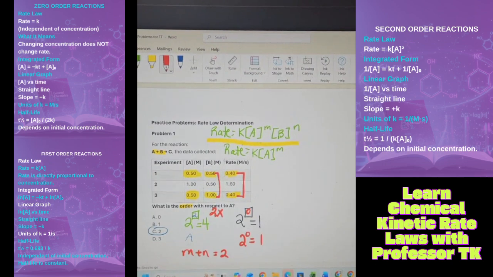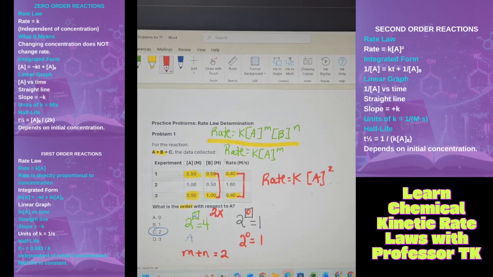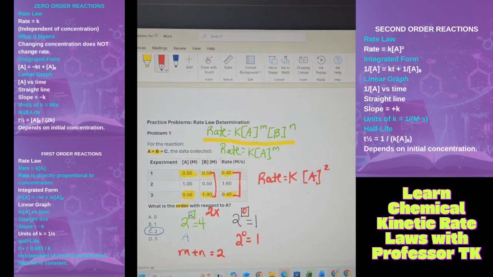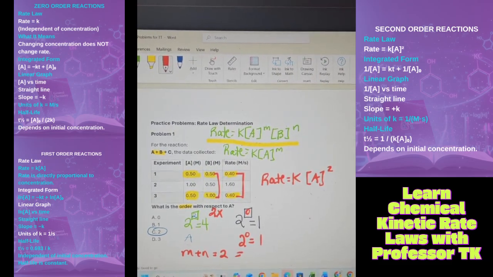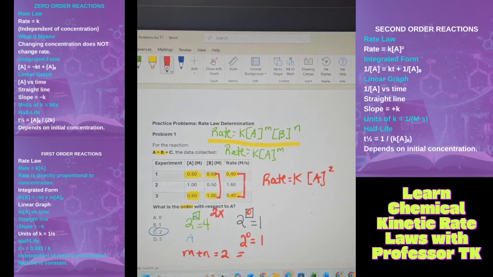formula. So because B is equal to 0, order B is equal to 0, that means my formula overall will be K times A to the second. And that tells you second order also. The overall order is 2. It tells you this is second order.